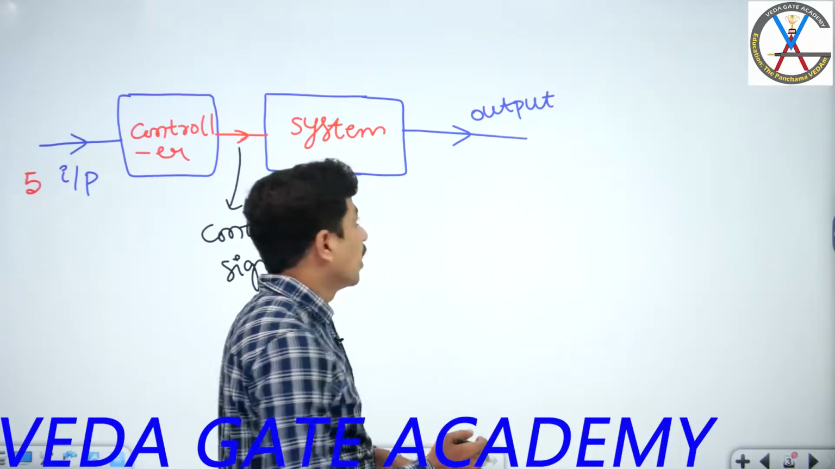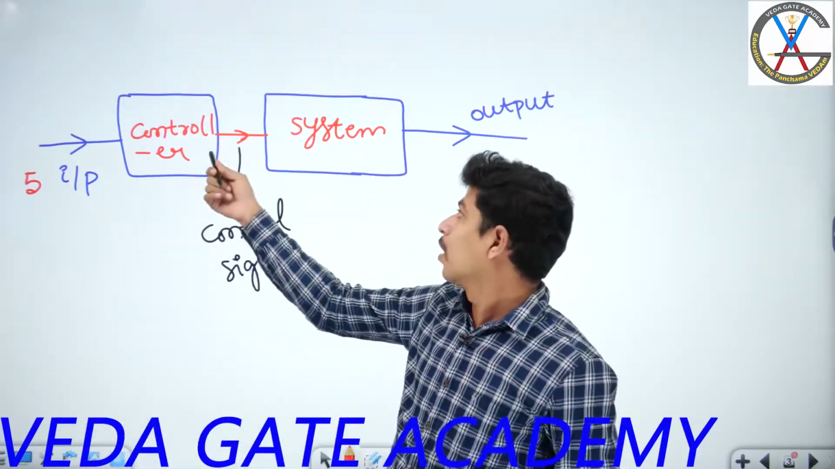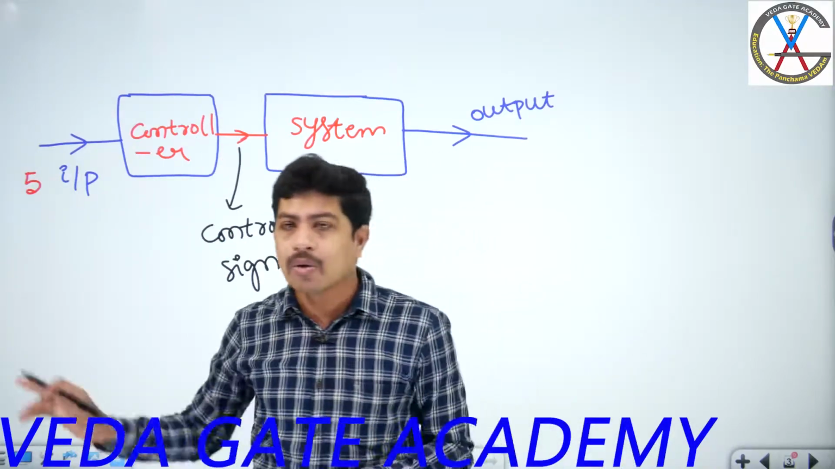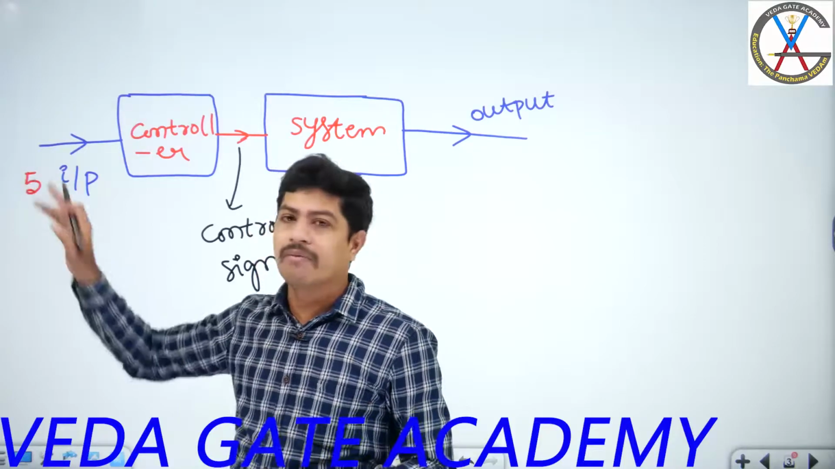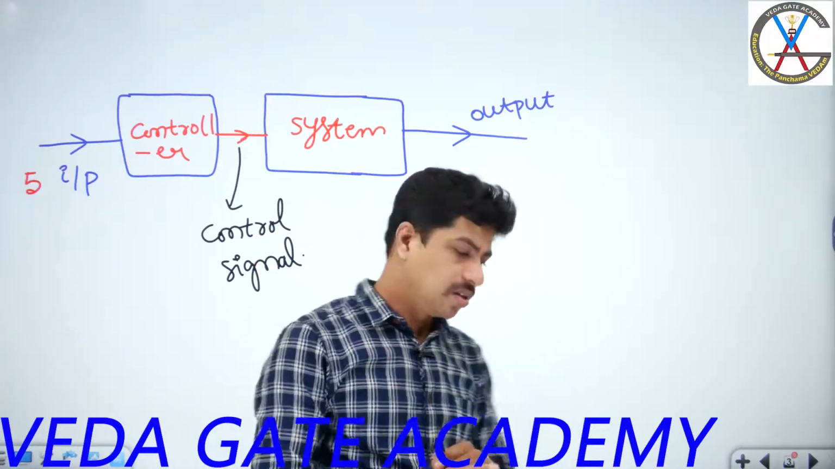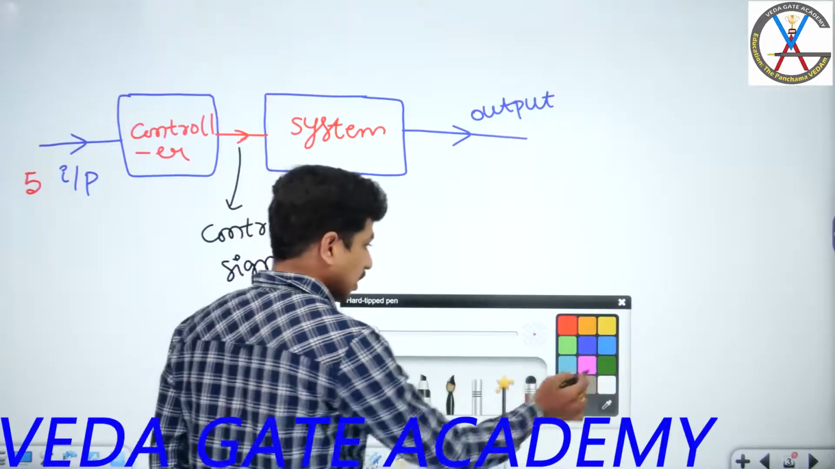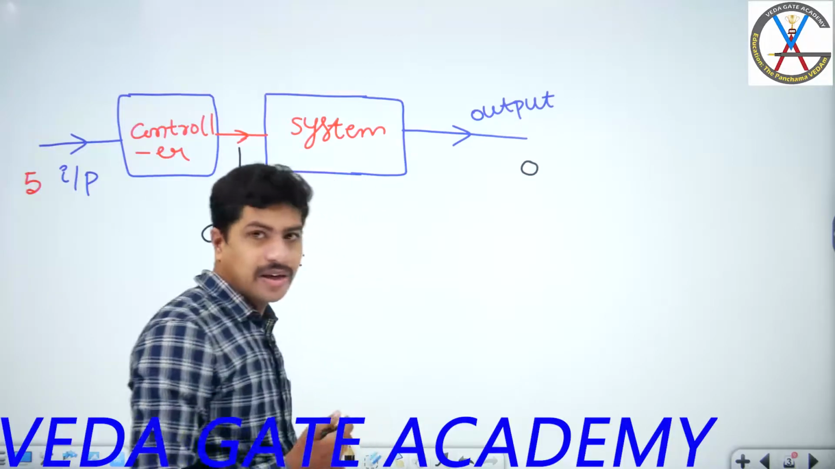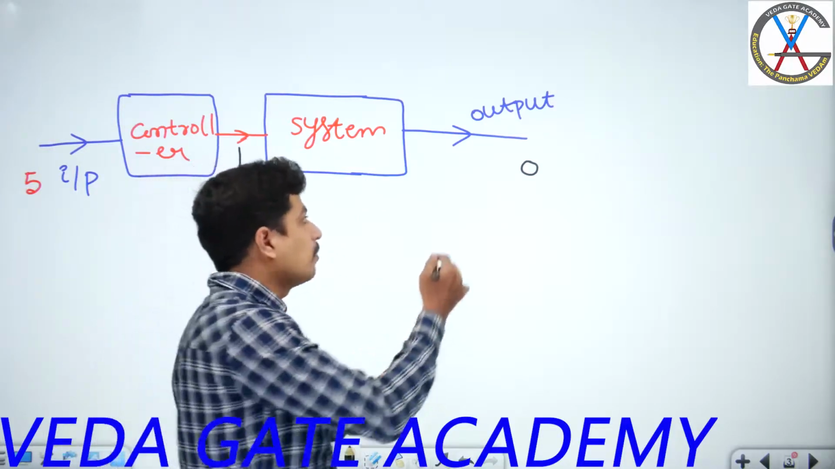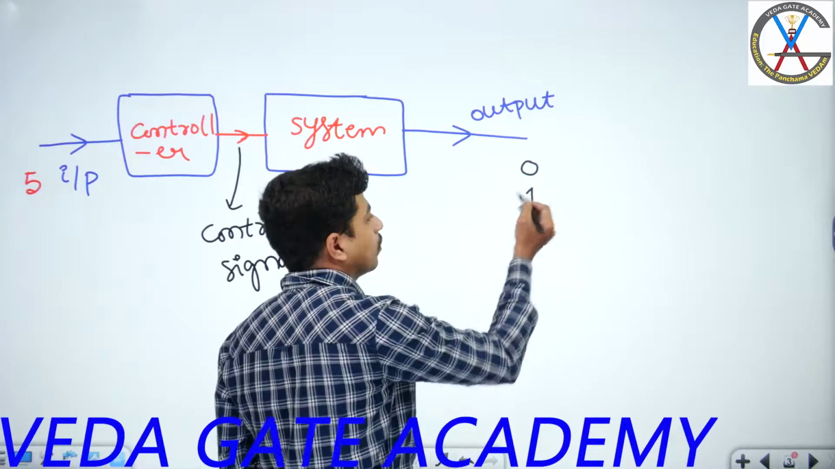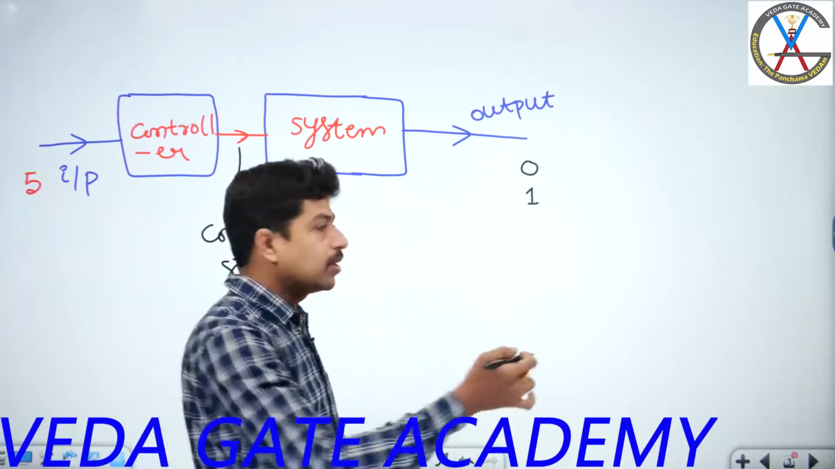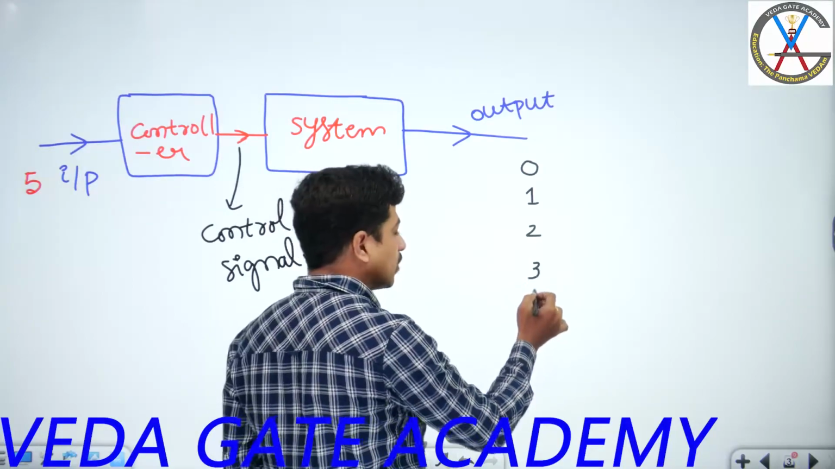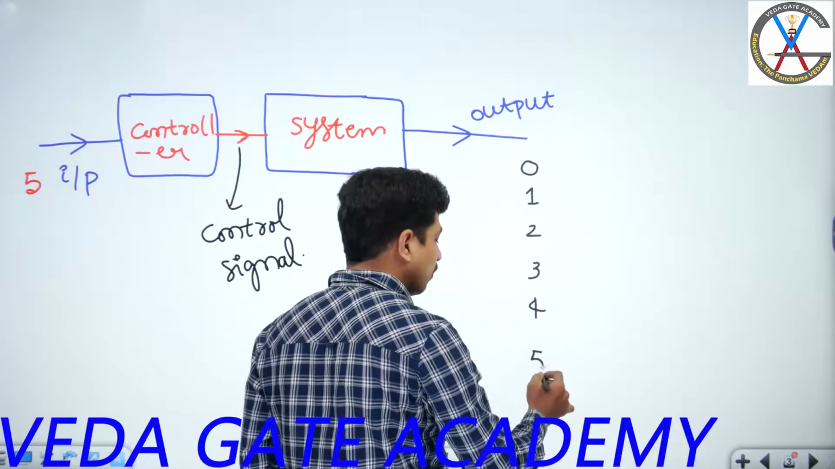Here we take an input, controller, system, output. The output of the controller is called the control signal. I want to go to the 5th floor. Which button did we press? 5. Imagine initially the elevator is at the ground floor. Yes, initially where is it? At the ground floor. Fine, no problem. After some time, it moves to which floor? 1st floor. After some time, 2nd floor. After some time, 3rd floor. After some time, 4th floor. After some time, 5th floor.